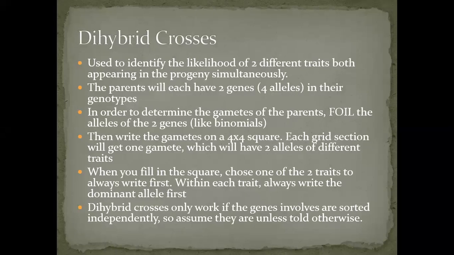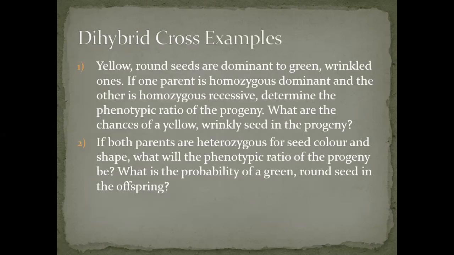Then you write the gametes on the outside of your 4x4 square, just like you did last time. And then you fill in the square. Always pick one of the traits that you're going to write first all of the time. And then we always write our dominant allele first as well. We're always going to assume that genes are sorted independently unless we're told otherwise, because that's the only way that dihybrid crosses work. So let's go through these 2 examples.